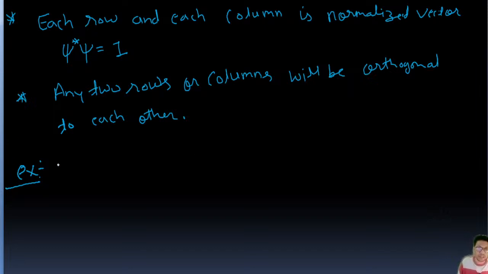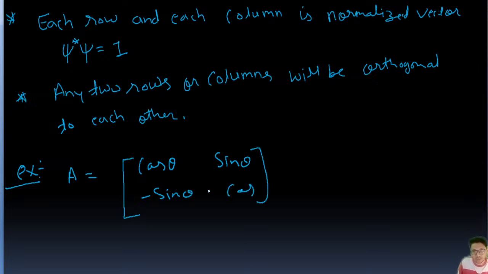Next example: suppose we have this matrix A, which is an orthogonal matrix: cos theta, sin theta, minus sin theta, cos theta. This is an orthogonal matrix, guys. How? If we check its determinant, this is going to be cos square theta plus sin square theta, and we know this value is 1, because the condition for being an orthogonal matrix is that the determinant must be either 1 or minus 1. So this is 1, so this is an orthogonal matrix.